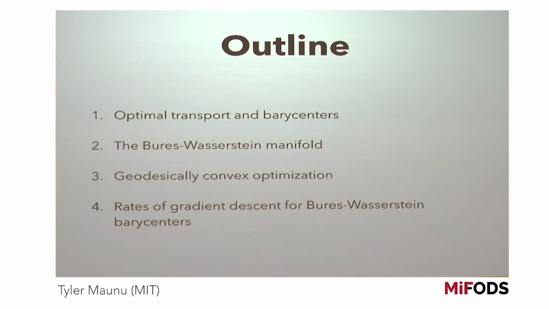So this is the outline of what I'll talk about. First, I'll just review some stuff about optimal transport and barycenters. Then we're going to restrict to the Bures-Wasserstein manifold. We're going to restrict to this case because the general space is very hard to work with, but we can actually get some results in this subset of Wasserstein space. I'll take a quick detour through geodesically convex optimization and show you what the results there would give you if you tried to apply them to this case. And then finally, I'll finish up with the rates that we actually get for computing barycenters on this manifold.